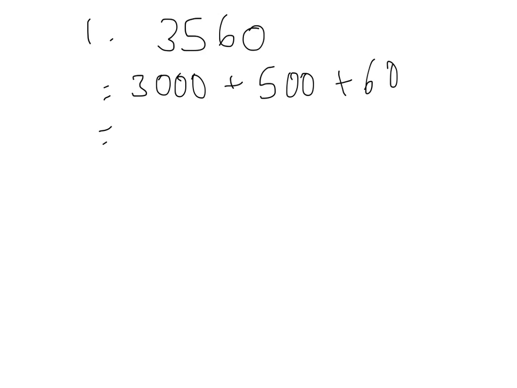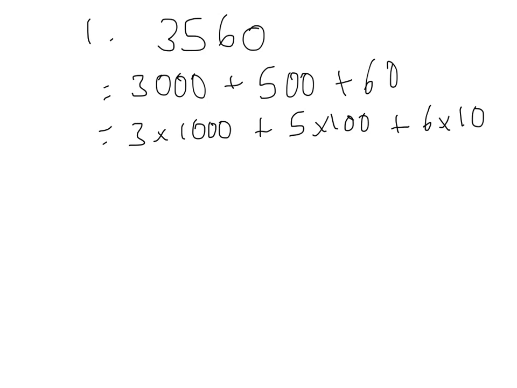In order to have powers of 10, we have to have numbers that come from powers of 10. So we need to actually take this 3 and think of it in terms of 3 times 1,000. That's what makes 3,000. And 5 times 100. And 6 times 10. So now we're in a position to change those to powers of 10.